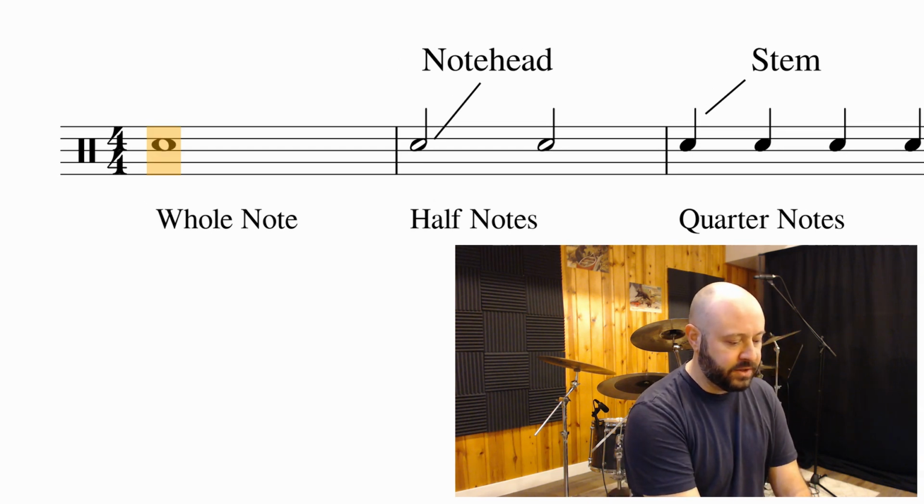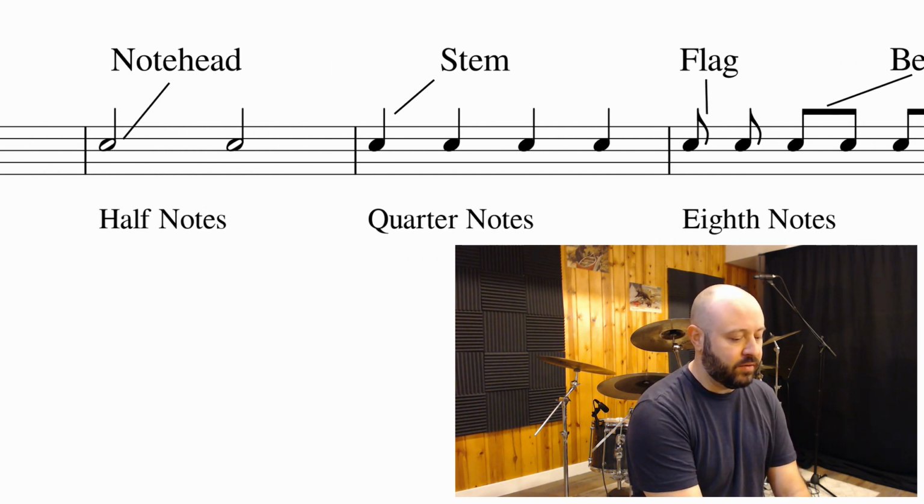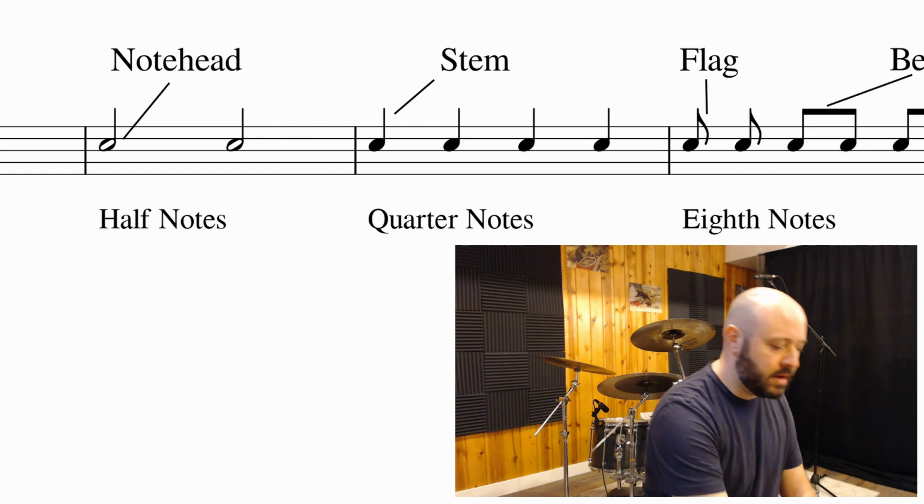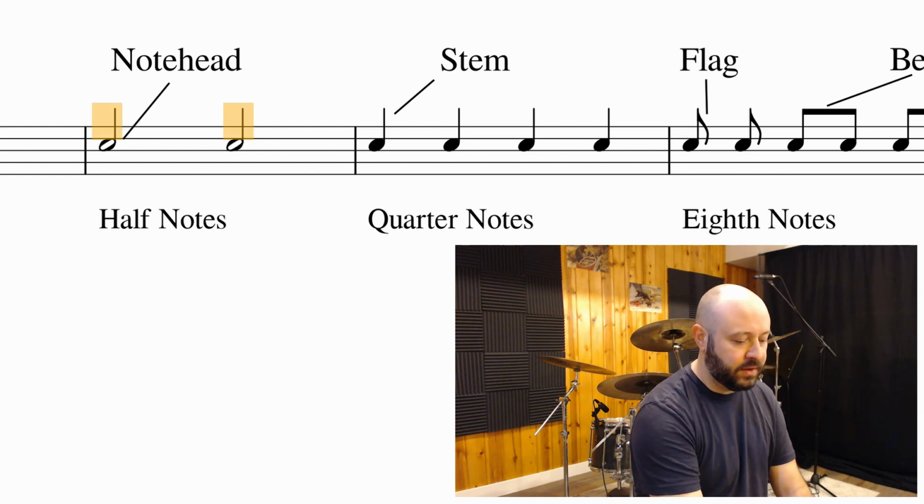The whole note, which is notated by a single empty note head, counts for four beats in this measure of 4/4. Now the half note counts for two beats, so you have two of them. 1, 2, 3, 4. The half note is built with an empty note head. That's what this note head means here. This is the note head, right? And it's built with a stem. So empty note head, stem is a half note, and it counts for two beats for a total of four.